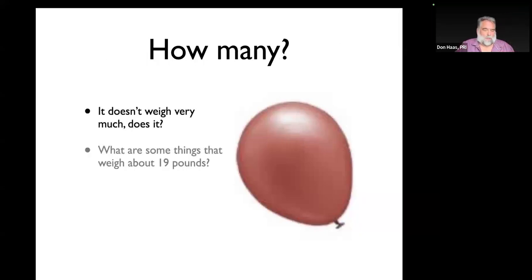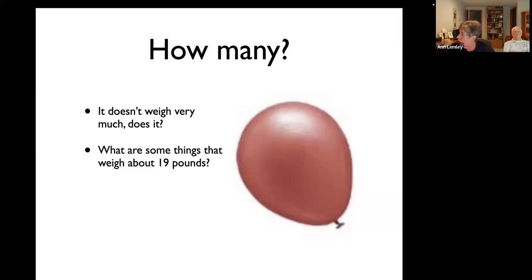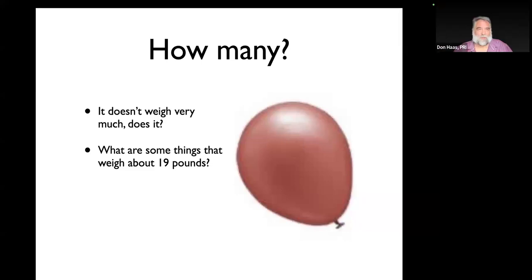So it's also helpful to think about some other things that weigh about 19 pounds. Maybe I'll ask you to unmute yourself and shout out a suggestion or two. What are some things that weigh about 19 pounds? A bag of bird seed. A 20-pound bag of anything is very much in the ballpark. What else? A 3-month-old child. Yeah, depends on the child, maybe one a little older than that.